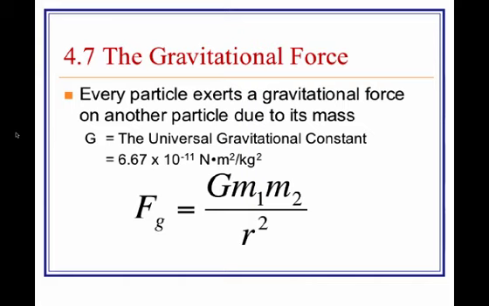The force due to gravity, or Fg, is equal to the gravitational constant times the mass of object 1 multiplied by the mass of object 2 divided by the distance squared between the two objects. R represents the distance between the center of masses between the two objects, not necessarily their surfaces.